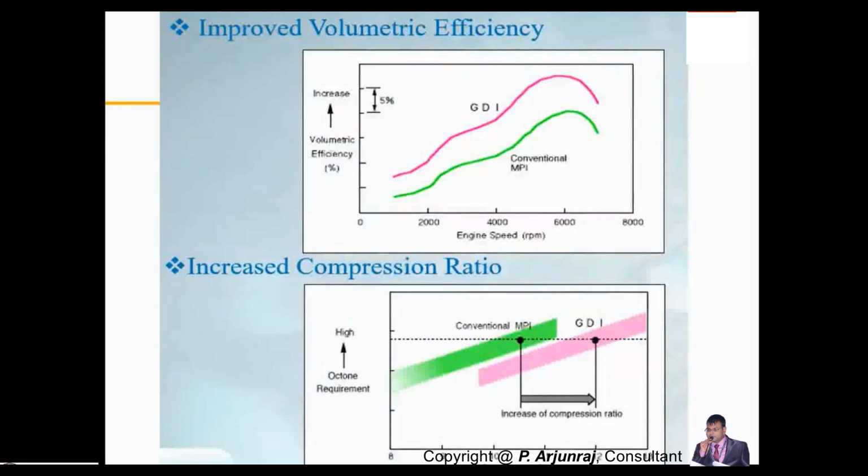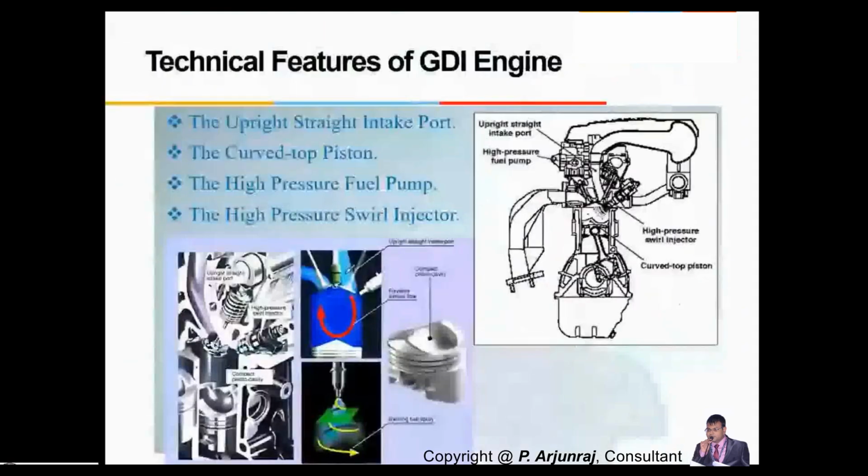See, when I say volumetric efficiency, it is basically related to the mass flow rate of the air getting into the system relative to the theoretical mass flow rate of the air. So here, as you are having the GDI system, I will show you one example.